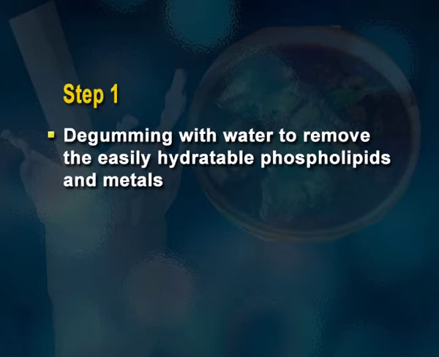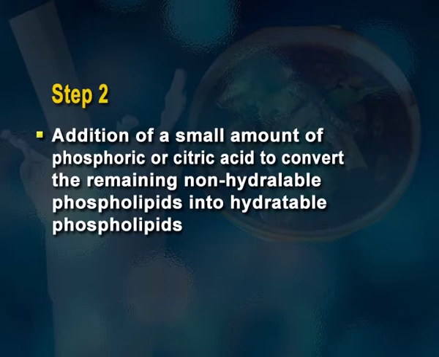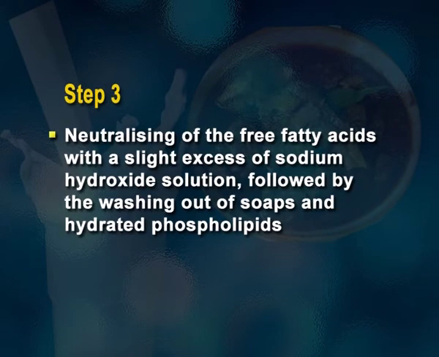The first step is degumming. Degumming with water to remove the easily hydratable phospholipids and metals is usually the first step. Then addition of a small amount of phosphoric or citric acid to convert the remaining non-hydratable phospholipids into hydratable phospholipids is the second step. Then the third step is neutralizing of free fatty acids with sodium hydroxide solution, followed by washing out of soaps and hydrated phospholipids.